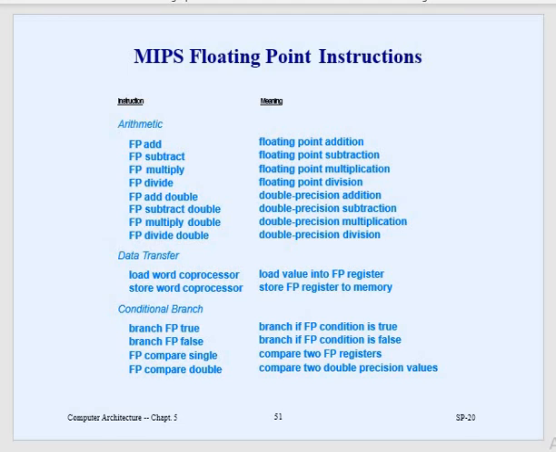And the conditional branches include branch floating point true, which branches if the floating point condition is true, and branch floating point false, which jumps to the branch if the floating point condition is false. A decision box in the processing will come in the floating point values, and these commands can be used and can be controlled.